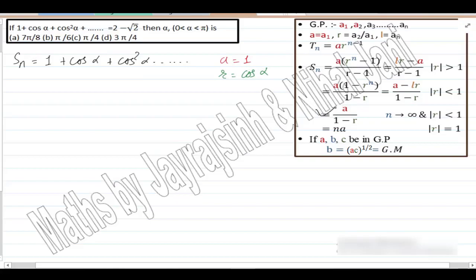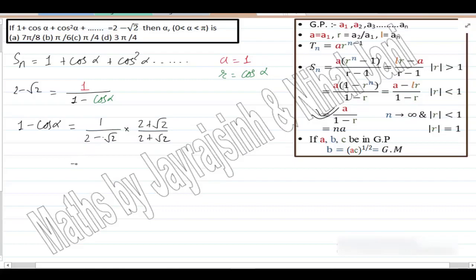So it's time to use the formula of summation, which is A upon 1 minus R, where A is 1 and 1 minus R is 1 minus cos alpha. Now here it is given that the summation is 2 minus root 2, right? We just have to simplify to get the alpha. So we can say 1 minus cos alpha will be 1 upon 2 minus root 2. Let's take the conjugate to get the answer.